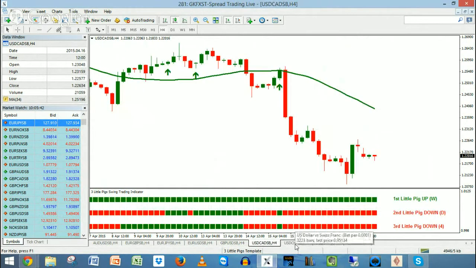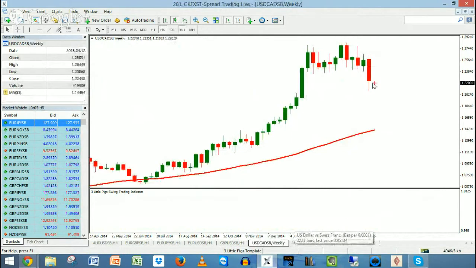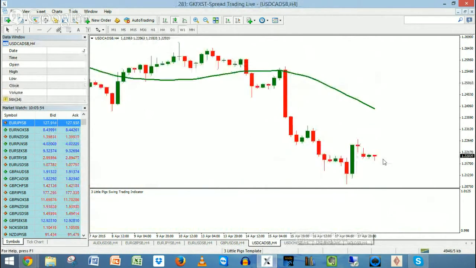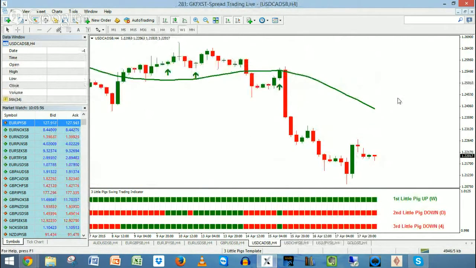USD CAD, weekly's up and the daily's down, so nothing here. So the only trades we're going to be taking here most likely is on the long side, so we're just waiting for this. Very similar shape here for these dollar pairs, just that they're inverse depending on where the symbol comes. So USD CAD is the inverse of Aussie dollar, for example. I don't expect a lot of action this week.